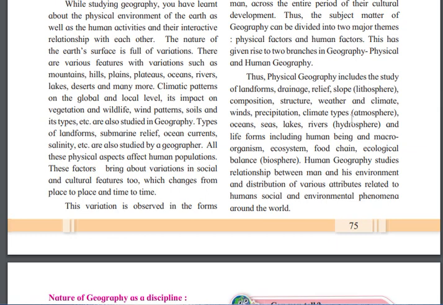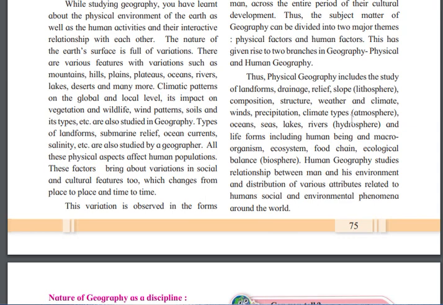So basically, all the things we are trying to understand: physical geography, and human geography, which studies the relationship between man and his environment, and the distribution of various attributes related to human, social and environmental phenomena around the world. In short, whenever we are trying to understand physical geography and human geography, two things are very common. In physical geography we try to understand the mountains, whatever is present on the surface of the earth, under the surface and above the surface of the earth. Okay, one by one we will understand.